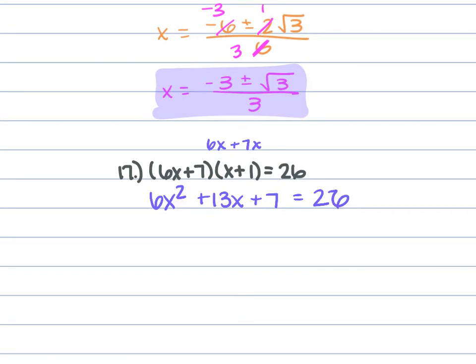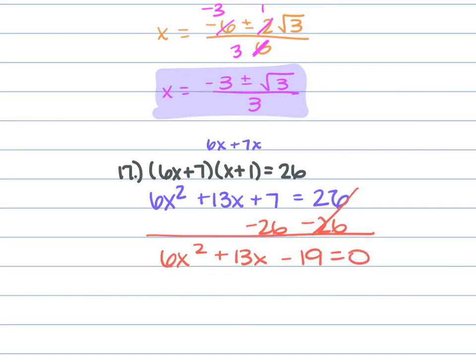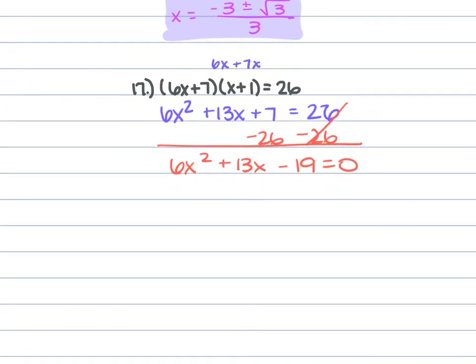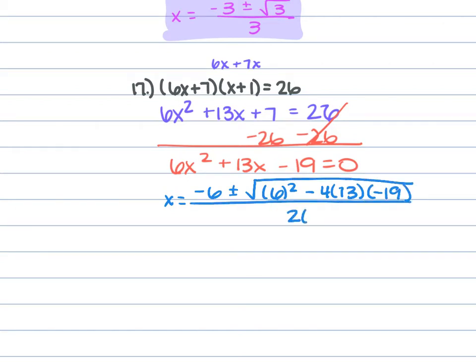I'm going to move that 26 over by subtracting it from each side. So I get 6x squared plus 13x plus 7 minus 26, which is negative 19, is equal to 0. So from here, my a is the 6, my b is the 13, my c is the negative 19. So I'm going to have x is equal to negative 6 plus or minus the square root of 6 squared minus 4 times 13 times negative 19 all over 2 times 6.